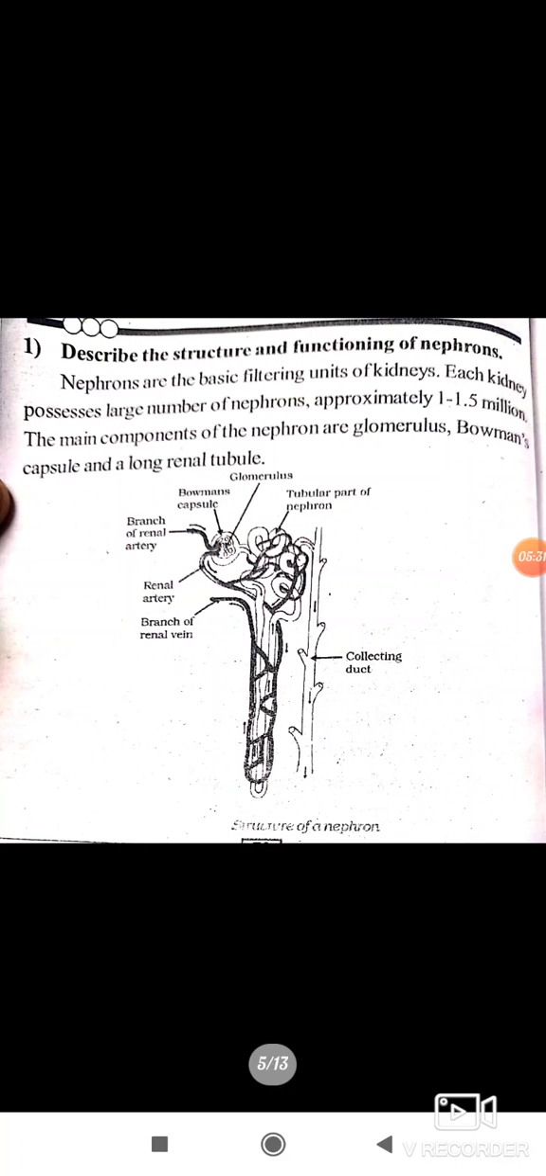And describe the structure and functioning of the nephron. Nephrons are the basic filtering units of kidneys. Each kidney possesses a large number of nephrons, approximately 1 to 1.5 million. The main components of the nephron are the glomerulus, Bowman's capsule and a long renal tubule.